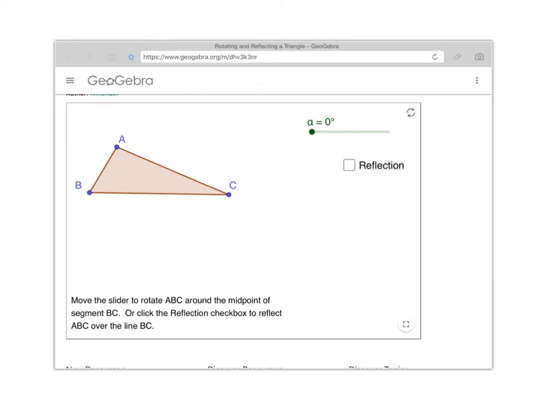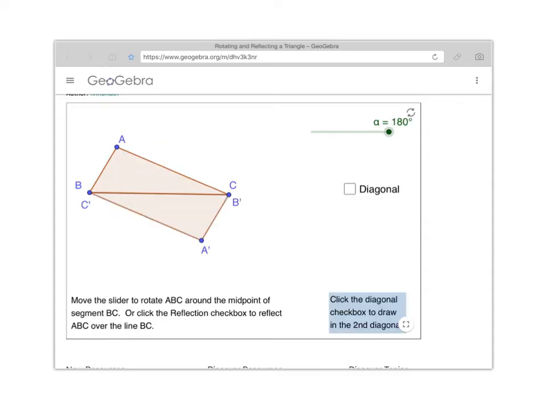So you were first asked to reflect, or rotate, this triangle around the midpoint of side BC and create this figure here, and then to explain why sides AC and A prime C prime would be parallel. And so what we know is that we have the two lines, AC and A prime C prime.